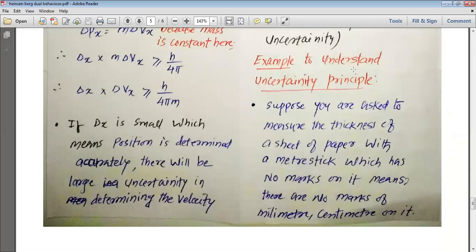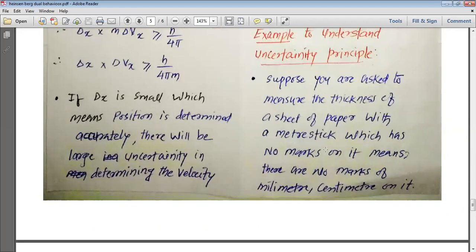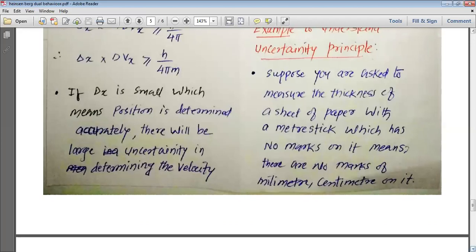Now we should understand the same thing with an example to understand the uncertainty principle. Suppose you are asked to measure the thickness of a sheet of paper with a meter stick which has no marks on it. So you have a meter stick which has only 1 meter marked on it, and the centimeter and millimeter are not marked, and you are asked to measure the thickness of a paper. Now the thickness of paper is very small, measured in millimeter or even less than a millimeter, but you have just the marking of 1 meter.